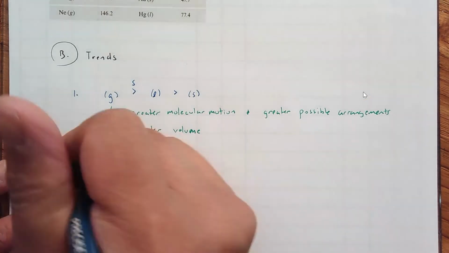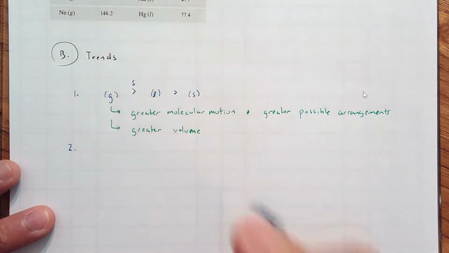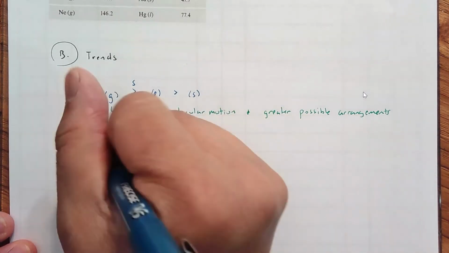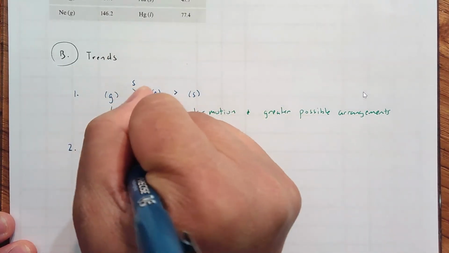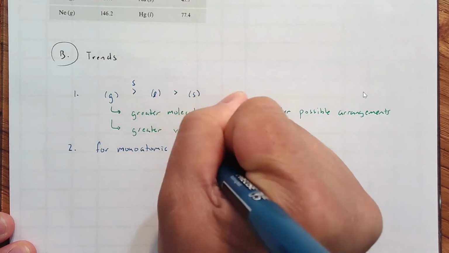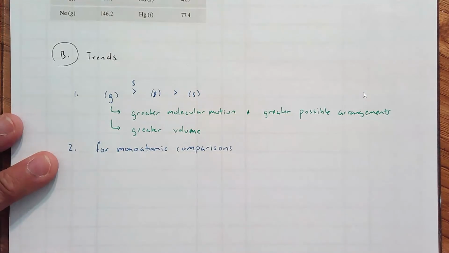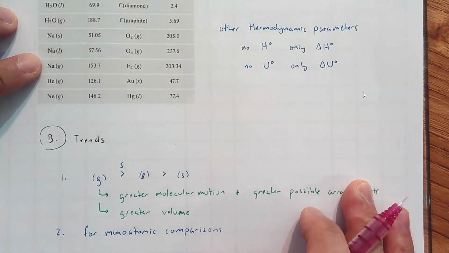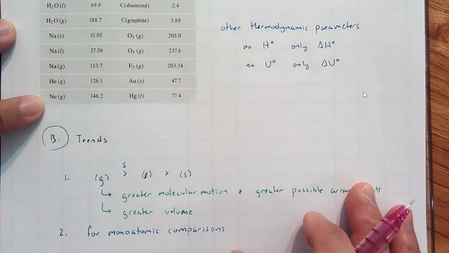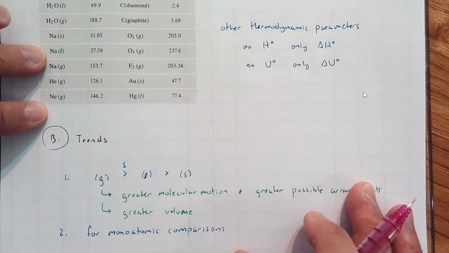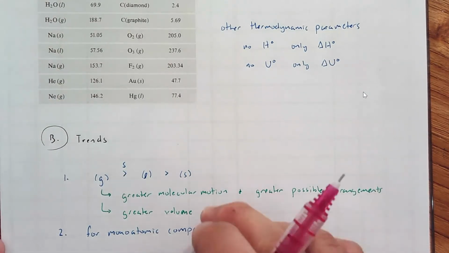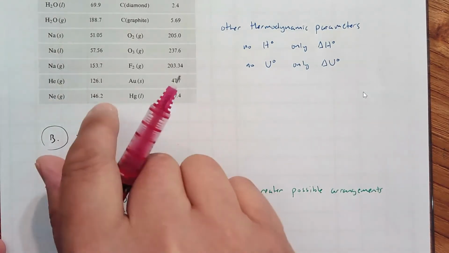Number 2. The second trend is that for monoatomic comparisons, what am I talking about? For instance, sodium gas versus helium gas versus neon gas. Okay, they're all different substances. They're all in the same phase, but they have different entropies. This is based on molar mass.